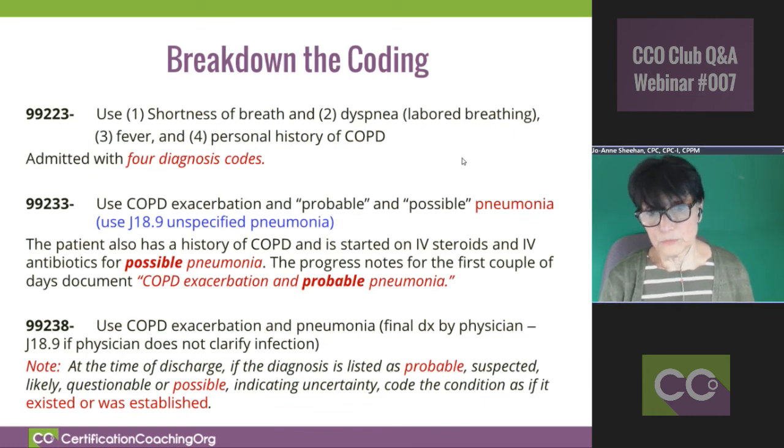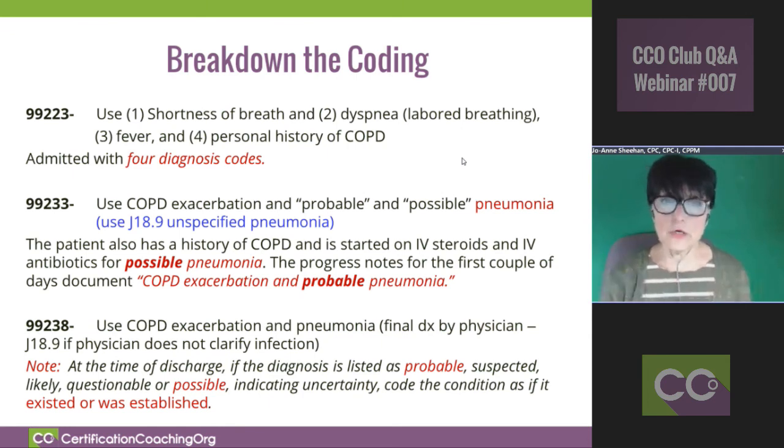99223, we use that initial evaluation for the admission. You would use shortness of breath, dyspnea, which means labored breathing, fever, and personal history of COPD. You would be using those 4 diagnosis codes as your admission codes. Now, if that's all you're coding, because the doctor was called in and that was it, then those are the codes you would use, nothing more than that.